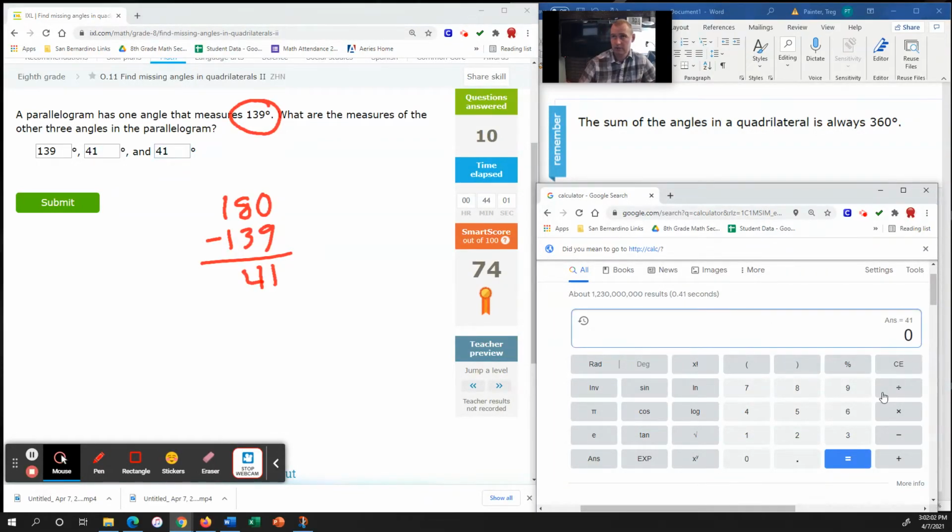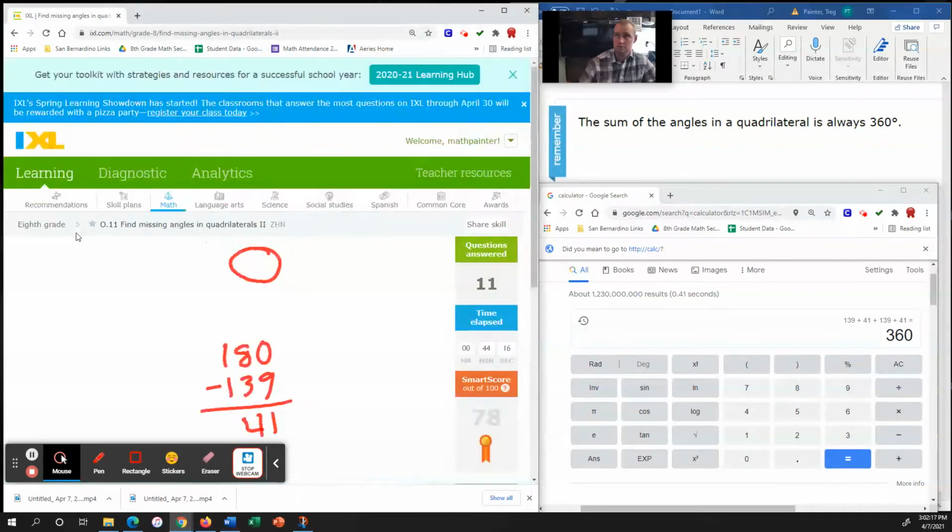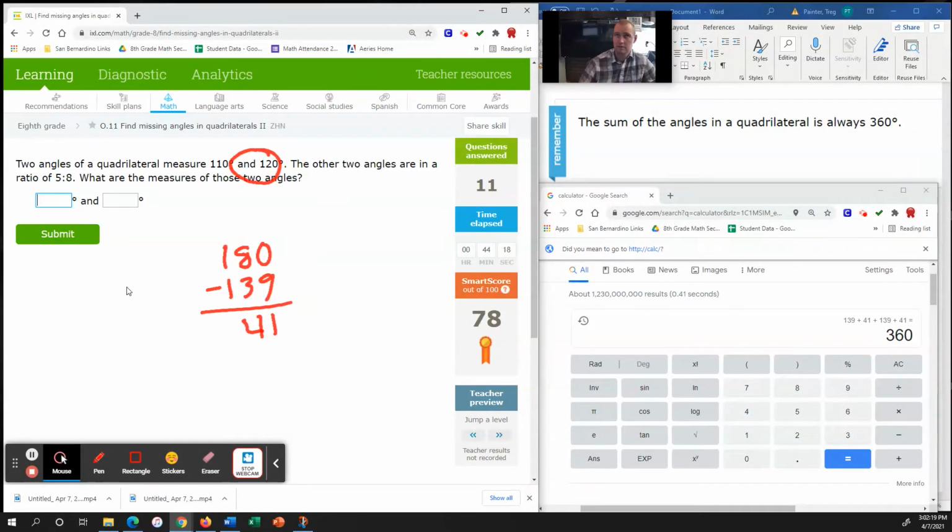Now, that was pretty quick. I think I want to check this one to make sure. So let's take it: 139 plus 41 plus 139 plus 41. Nice. Got it. And we just saved ourselves so much time on that one.